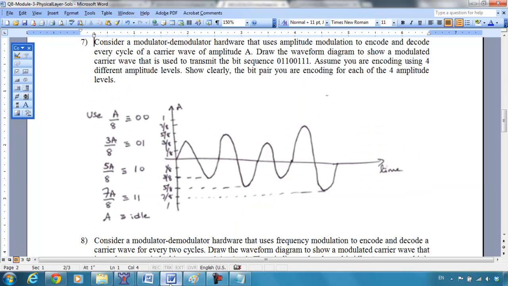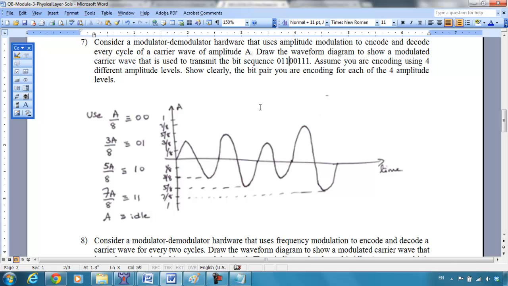Now this is for amplitude modulation. Here I have given you a bit sequence and asked you to use 4 amplitude levels. If I ask you to use 4 amplitude levels, then you could use something like this. You could come up with your own mapping. I suggest using this one because we have 4 equally spaced amplitude levels, 1/8, 3/8, 5/8, 7/8 of the amplitude. So if I want to send, actually this should correspond to 0 1, right? So 0 1 is 3/8 of the amplitude.